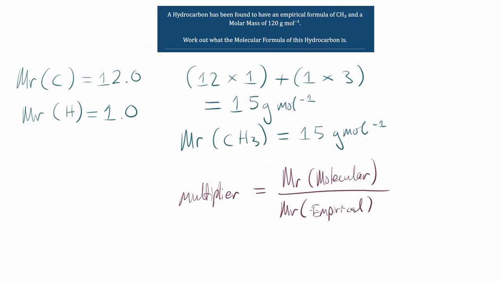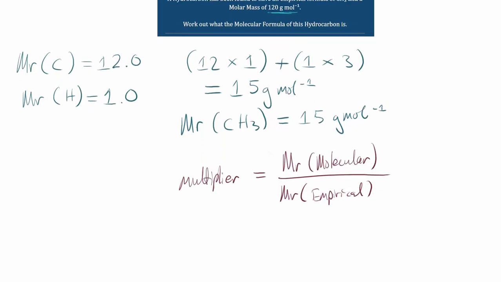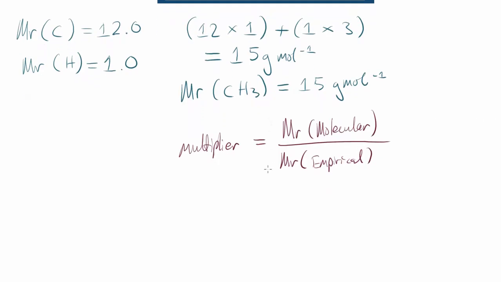So that's molecular formula, empirical formula. We've been told in our question that the molecule is 120 grams per mole, which is effectively the molar mass of the molecular formula. And we've already worked out the molar mass of the empirical formula. So we just need to plug in these values. It's going to be 120 divided by 15.